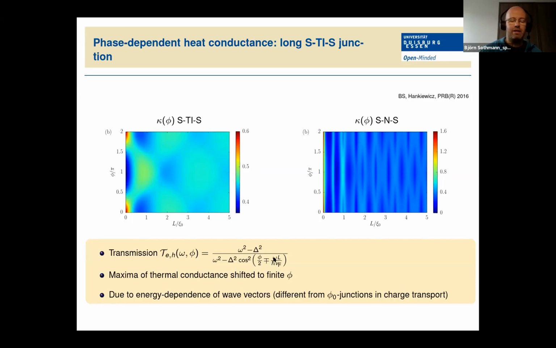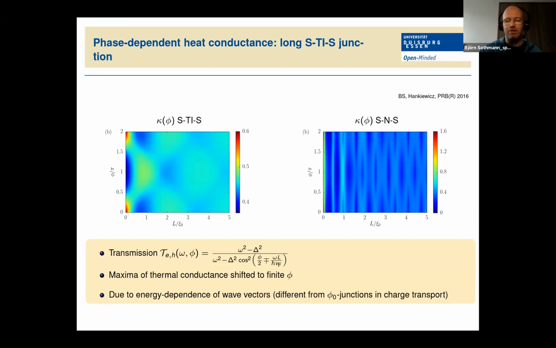And now if you calculate the thermal conductance as a function of phi and the junction length, you see that as you increase the junction length, the maxima and the minima of the thermal conductance no longer occur at phase difference 0 and pi, but they rather move to some finite phase difference.